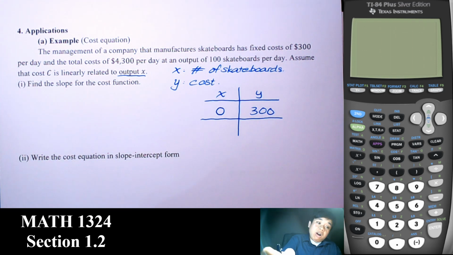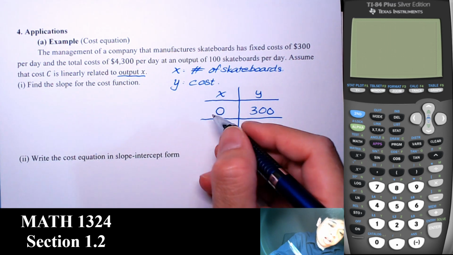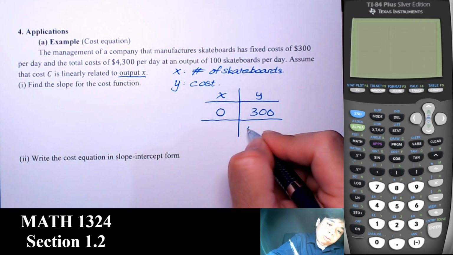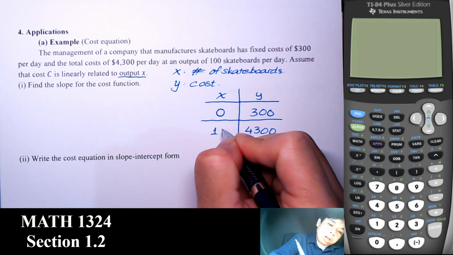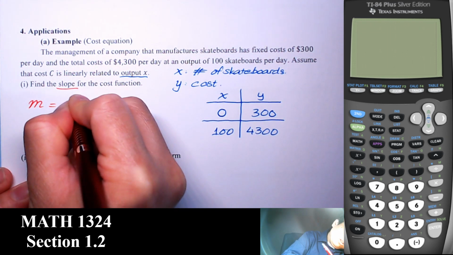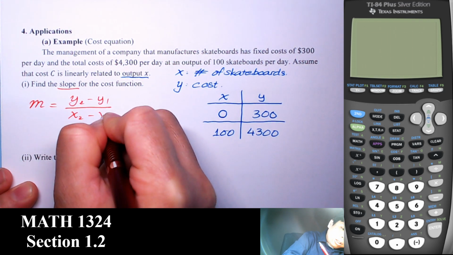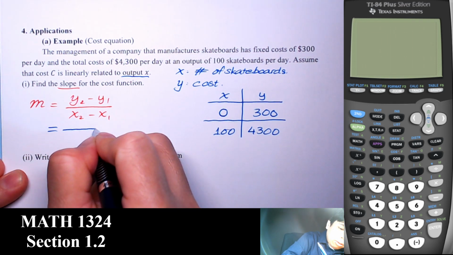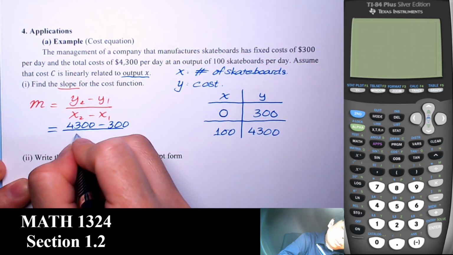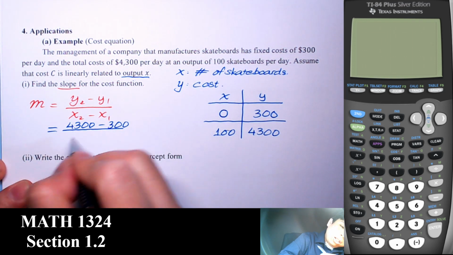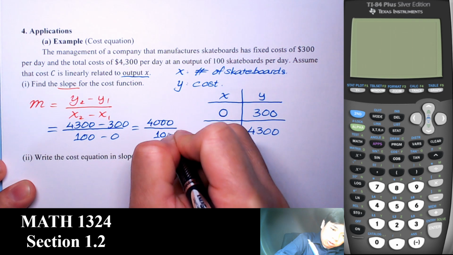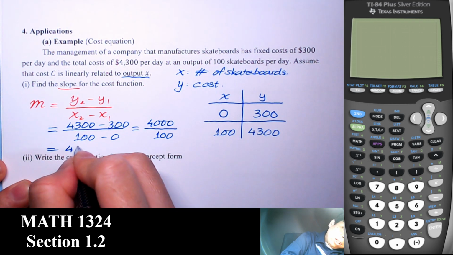Now the total cost: the fixed cost means we produce nothing and we still have to pay that. The total cost is $4,300 when we produce 100 skateboards. So we have two points, and we can find the slope. Slope is change in Y over change in X, Y2 minus Y1 over X2 minus X1. So 4,000 over 100 gives us 40. So the slope is 40.